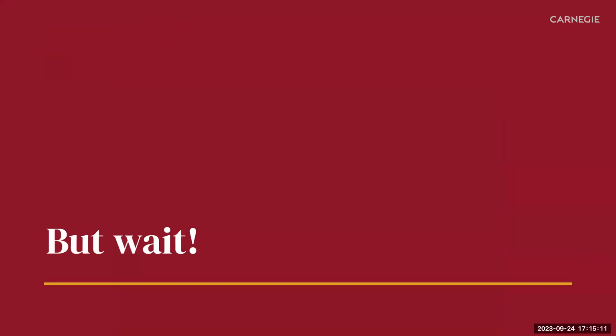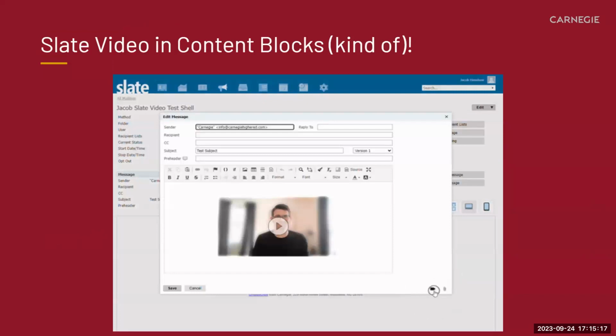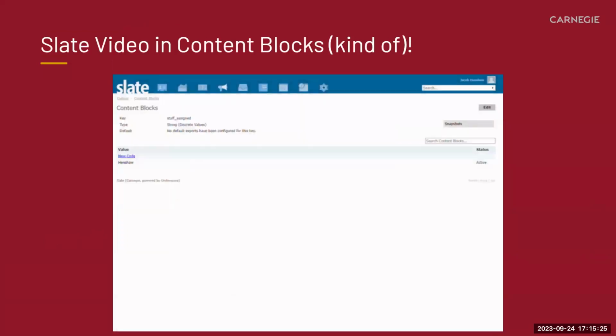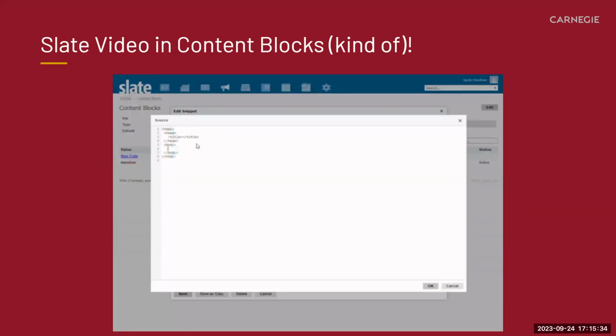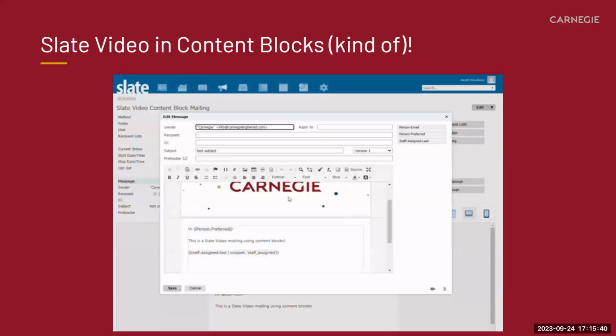That being said, there is currently a workaround for this that we'll take a look at now. Let's stick with our example of sending a Slate video for a student's admissions counselor and pulling those videos in utilizing a content block. To do so, you start a Deliver mailing for each counselor, have them record the Slate video in that mailing, go in and copy the code for the Slate video from that mailing, and paste it into a content block for each of the staff assigned content block values within the source code.